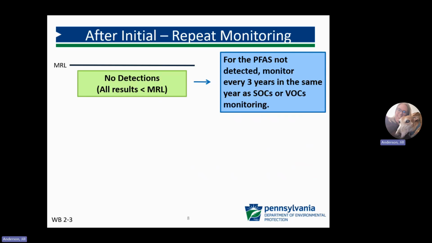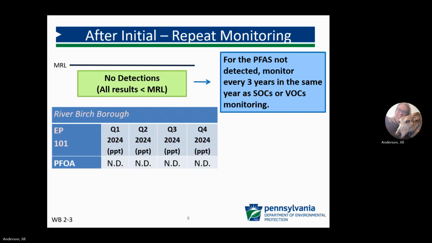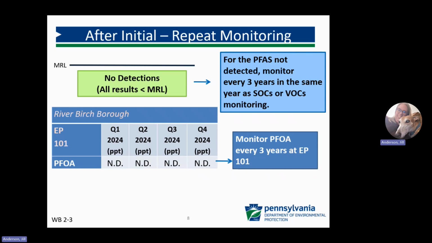If PFAS is never detected above the MRL during initial monitoring, then the required monitoring for that PFAS reduces to 1 sample in each subsequent 3-year compliance period, or triennial monitoring. Here's an example. River Birchboro had all non-detects during initial monitoring for PFOA at entry point 101. Since all results were non-detects, River Birch will monitor for PFOA every 3 years at entry point 101.